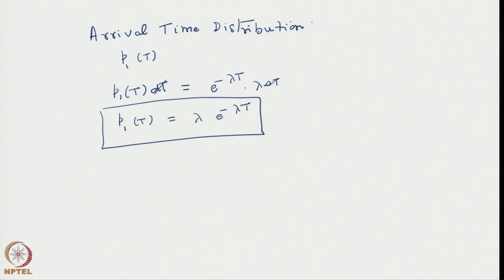We can continue with this argument and develop a general expression for the waiting time distribution of the k plus 1th particle, which is the probability that k particles have arrived up to time t and the k plus 1th has arrived between t and t plus delta t. We can continue the argument as follows. So, we have our timeline between 0 to t, and we ask a question: what is the probability that k plus 1 particles have arrived in this interval?